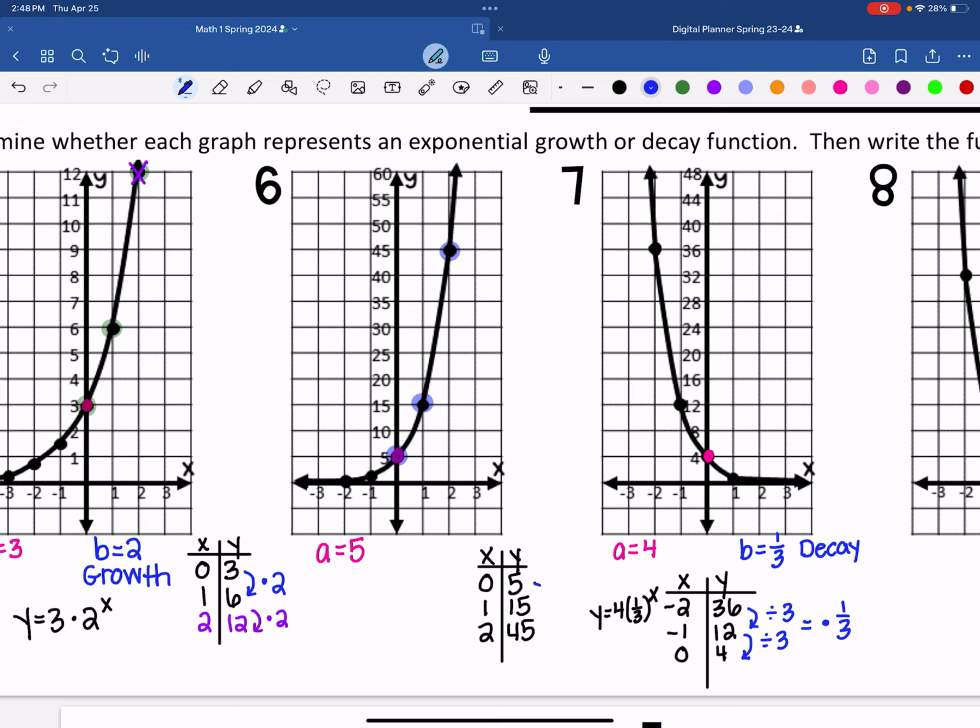All right, so we can see that we're going up and we're multiplying by 3. So my base is 3. So b equals 3. And we can say that my base is greater than 1, so it's going to be growth. So we have y equals 5 times 3 raised to x.